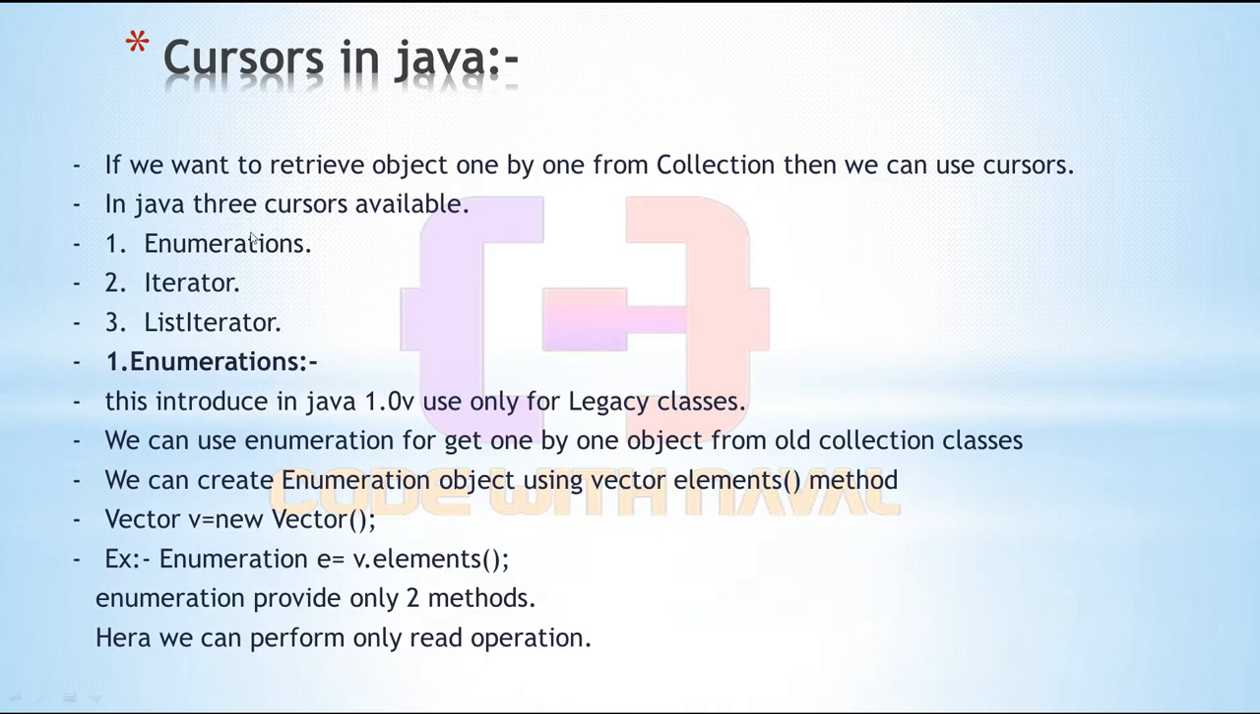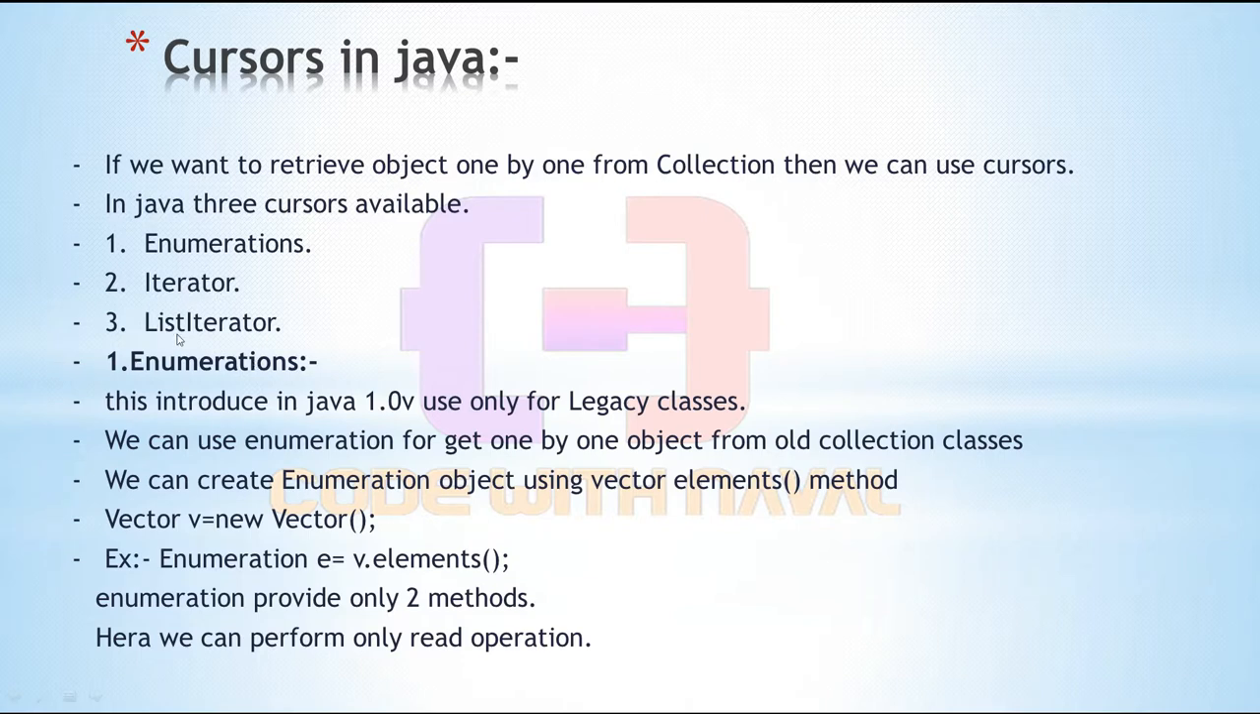In Java, there are three cursors available. The first one is Enumeration, then Iterator, then ListIterator. Let's discuss them one by one. The first one is Enumeration. This was introduced in Java 1.0, an old version.